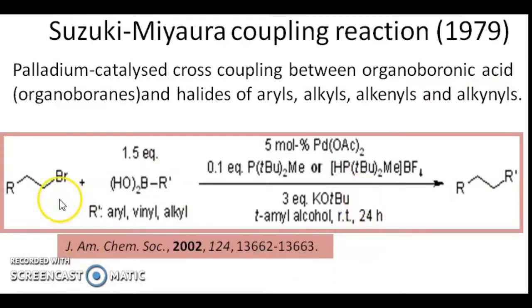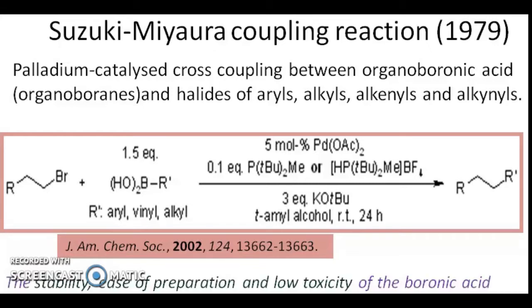So, one example here: we have the alkyl halide, and you have the organoborane over here. The organic moiety on the organoborane can be aryl, vinyl or alkyl. You have the palladium catalyst here, and you get the higher order alkane. This was published in the year 2002. Alright, so that is one example of a Suzuki coupling reaction.